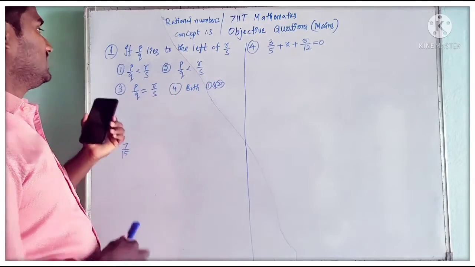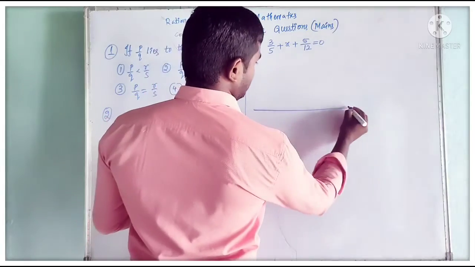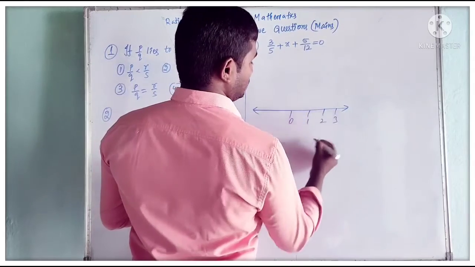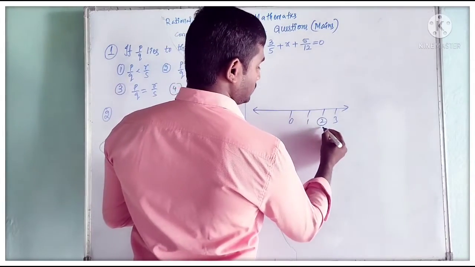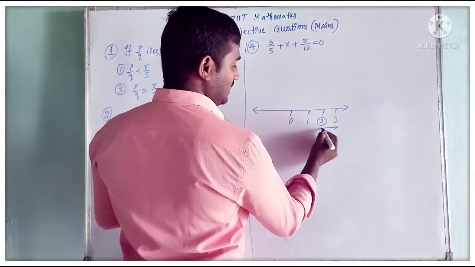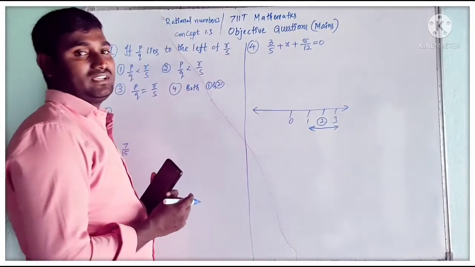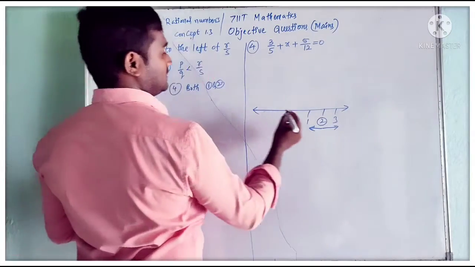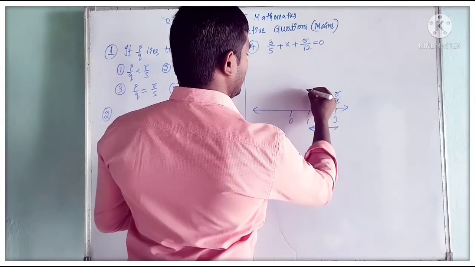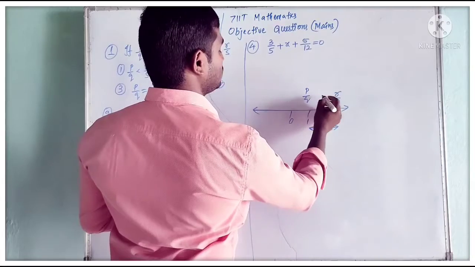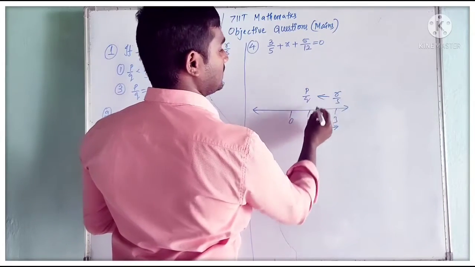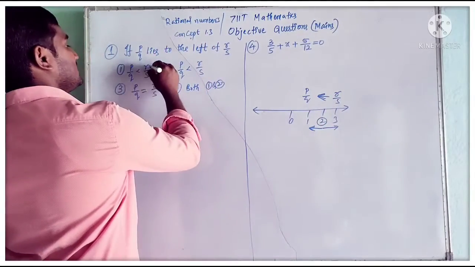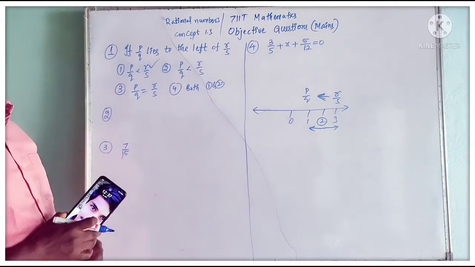number line. So see, if you draw a number line, suppose 0, 1, 2, 3. Suppose you take 2: for 2, numbers on the right side are greater, and numbers on the left side are smaller. So P by Q lies to the left of R by S. Suppose R by S is there and P by Q is there. So this P by Q is on the left side of R by S. Left side numbers are smaller numbers, so P by Q is less than R by S. So the first option is the correct option for this.